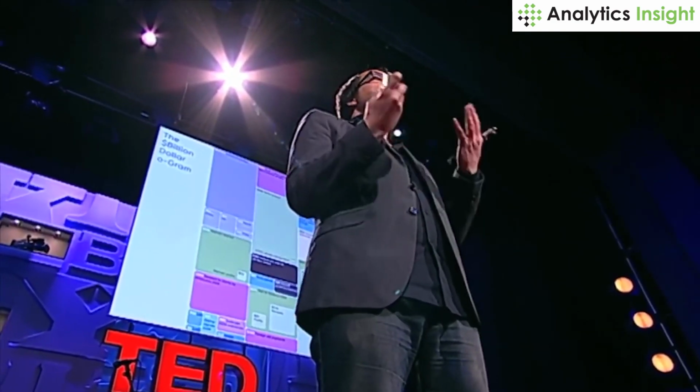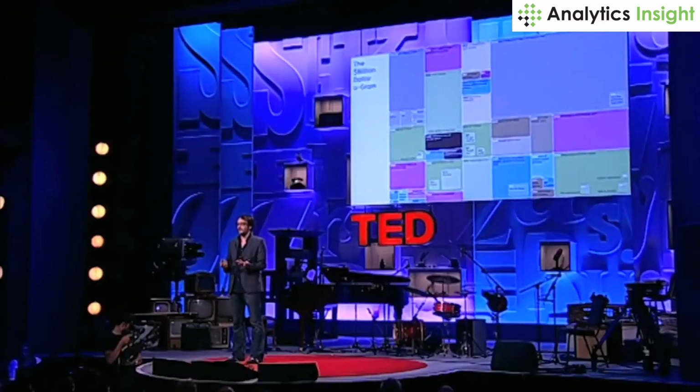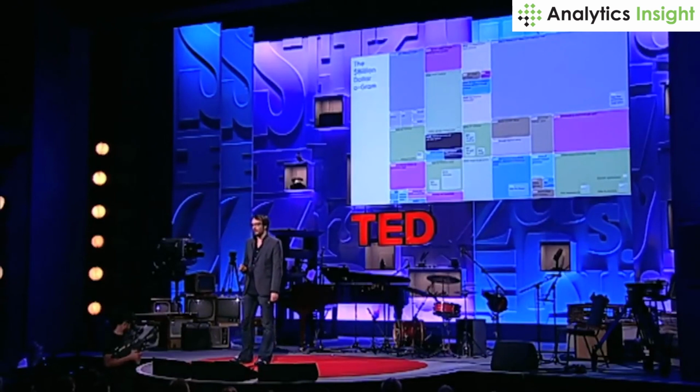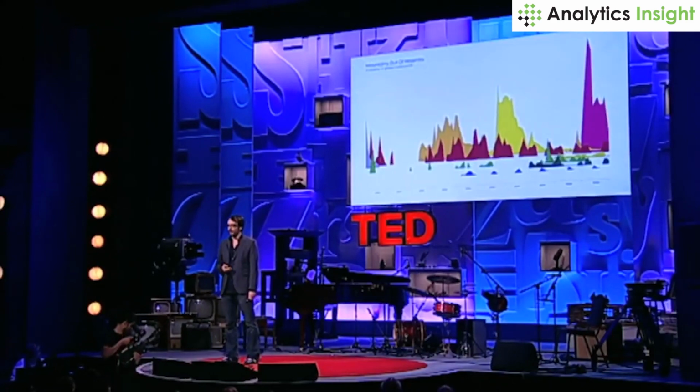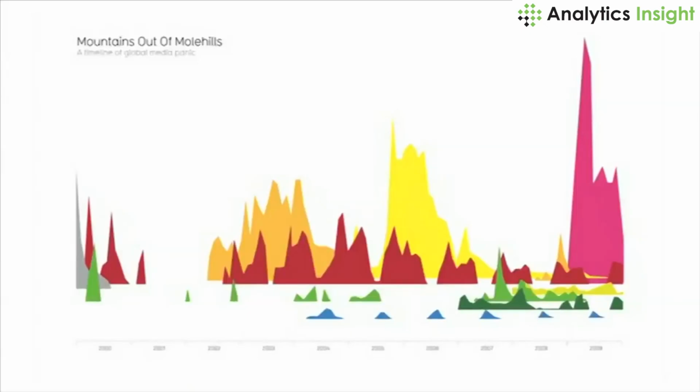So by visualizing this information, we turned it into a landscape that you can explore with your eyes, a kind of map, really, a sort of information map. And when you're lost in information, an information map is kind of useful. So I want to show you another landscape now. I want you to imagine what a landscape of the world's fears might look like. Let's take a look. This is mountains out of molehills, a timeline of global media panic.